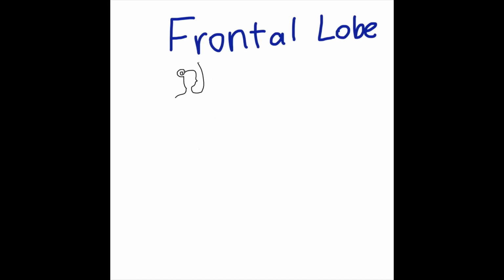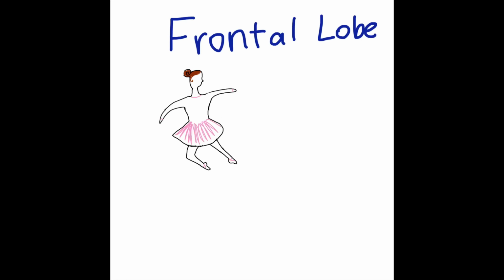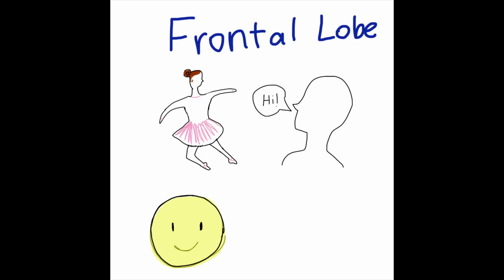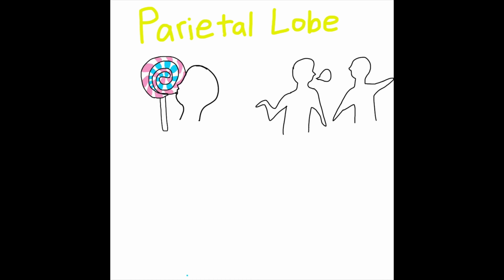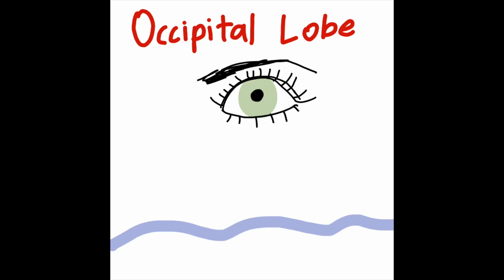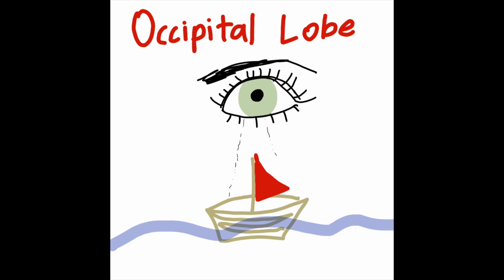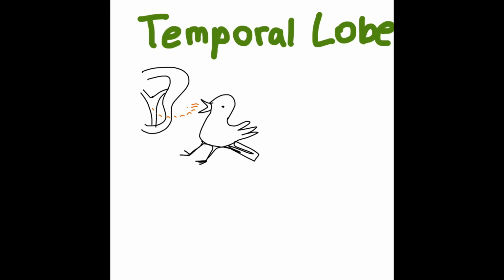The frontal lobe is the frontal association area. It is responsible for moving as well as higher cognitive processes such as speech, emotion, and decision-making. The parietal lobe is the somatosensory association area. It is responsible for taste, speech, and reading. The occipital lobe is the visual association area responsible for vision. The temporal lobe is the auditory association area responsible for hearing and smell.